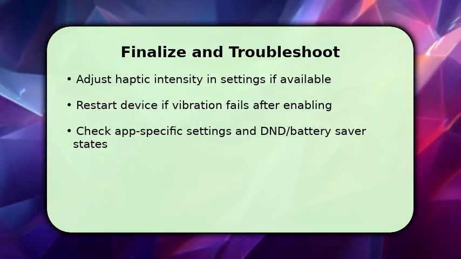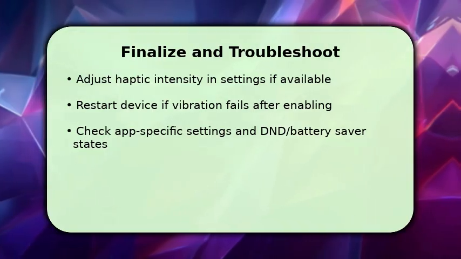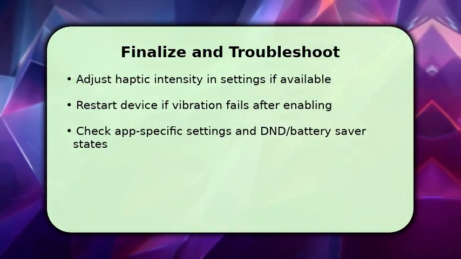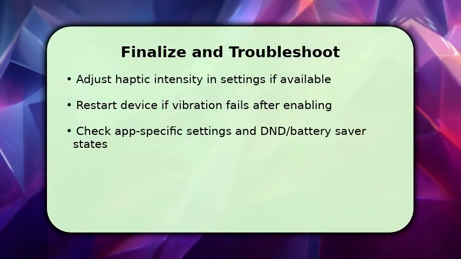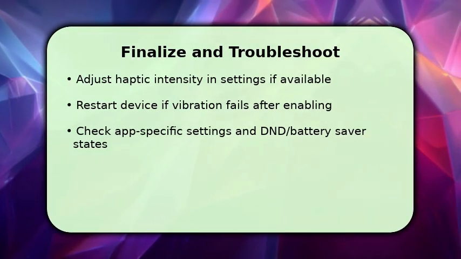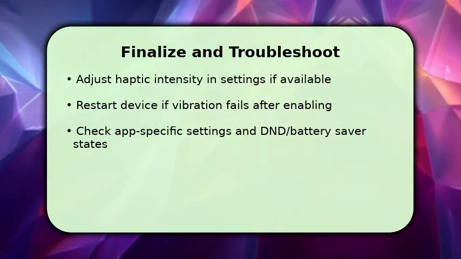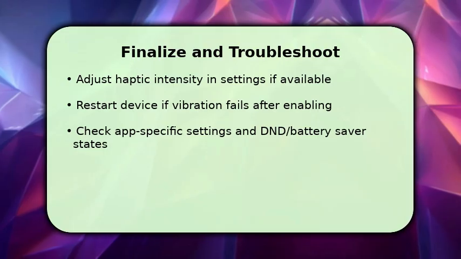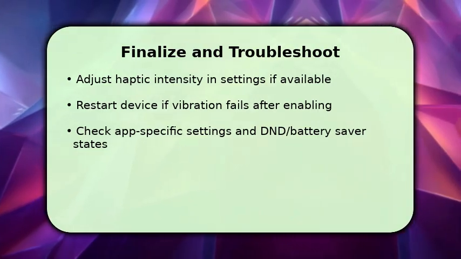Different manufacturers label it differently. If you don't feel vibration, restart the phone to reset services. Make sure Do Not Disturb, Battery Saver, or any accessibility service isn't blocking haptics. If vibration still fails, test with a diagnostic app or in safe mode to isolate third-party apps.